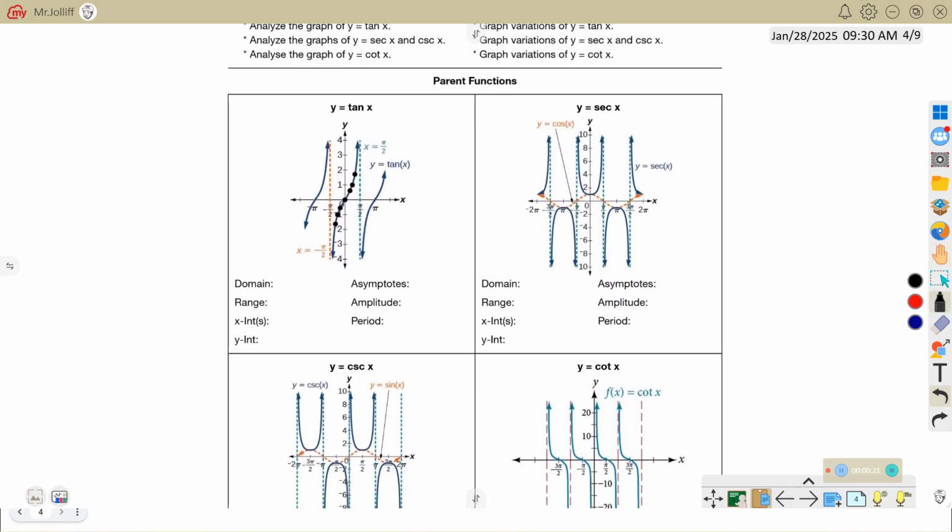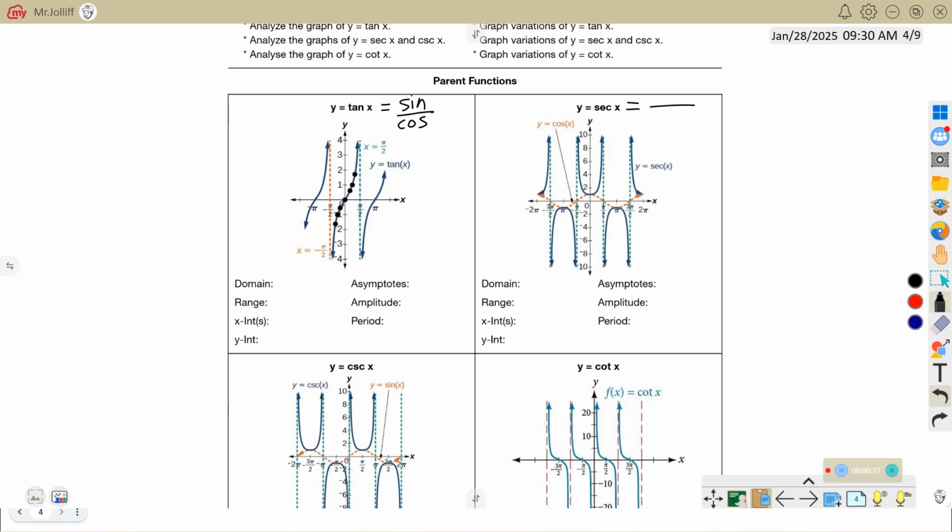So how do I find tangent from sine and cosine? Tan is equal to what? Sine over cos. Very good. This is sine over cos. Very good. What about secant?